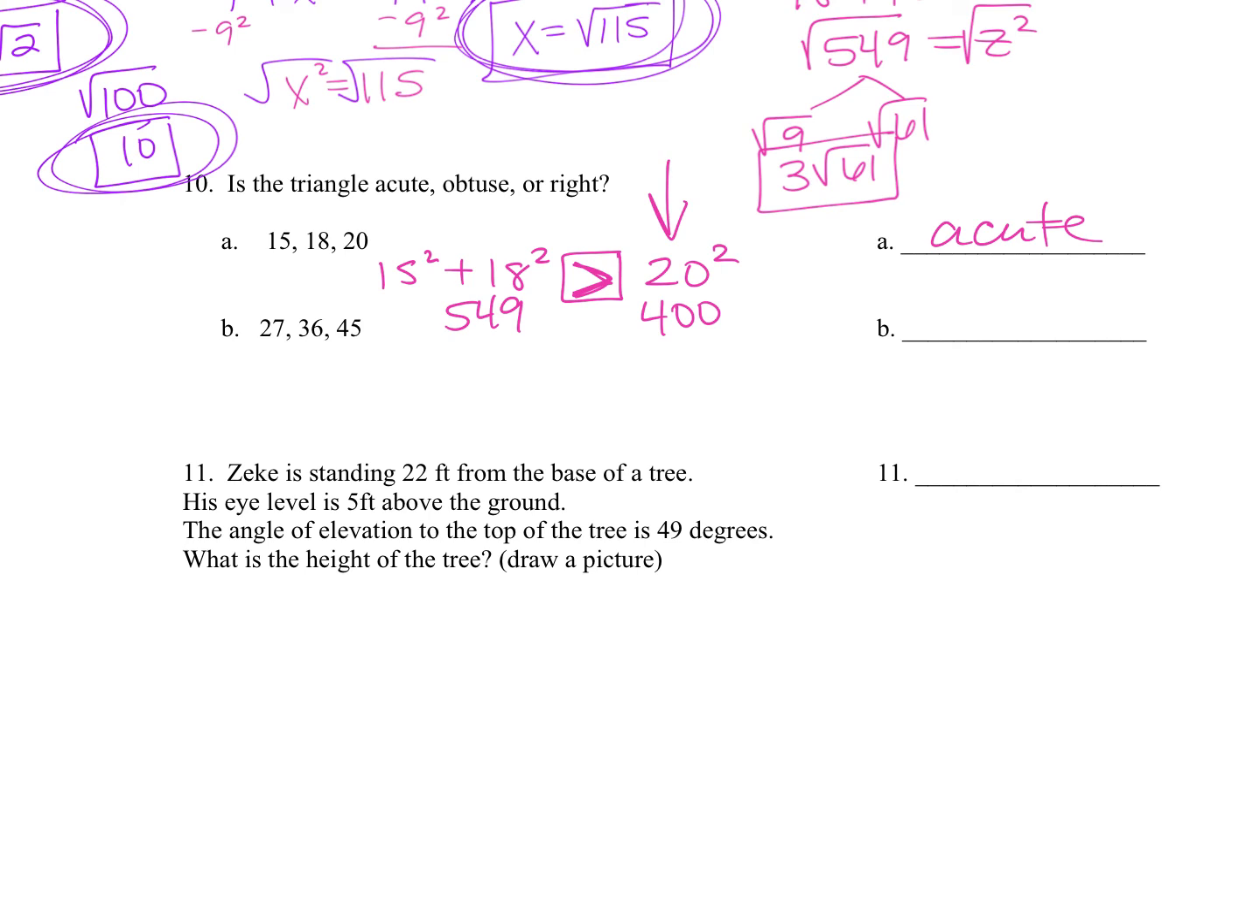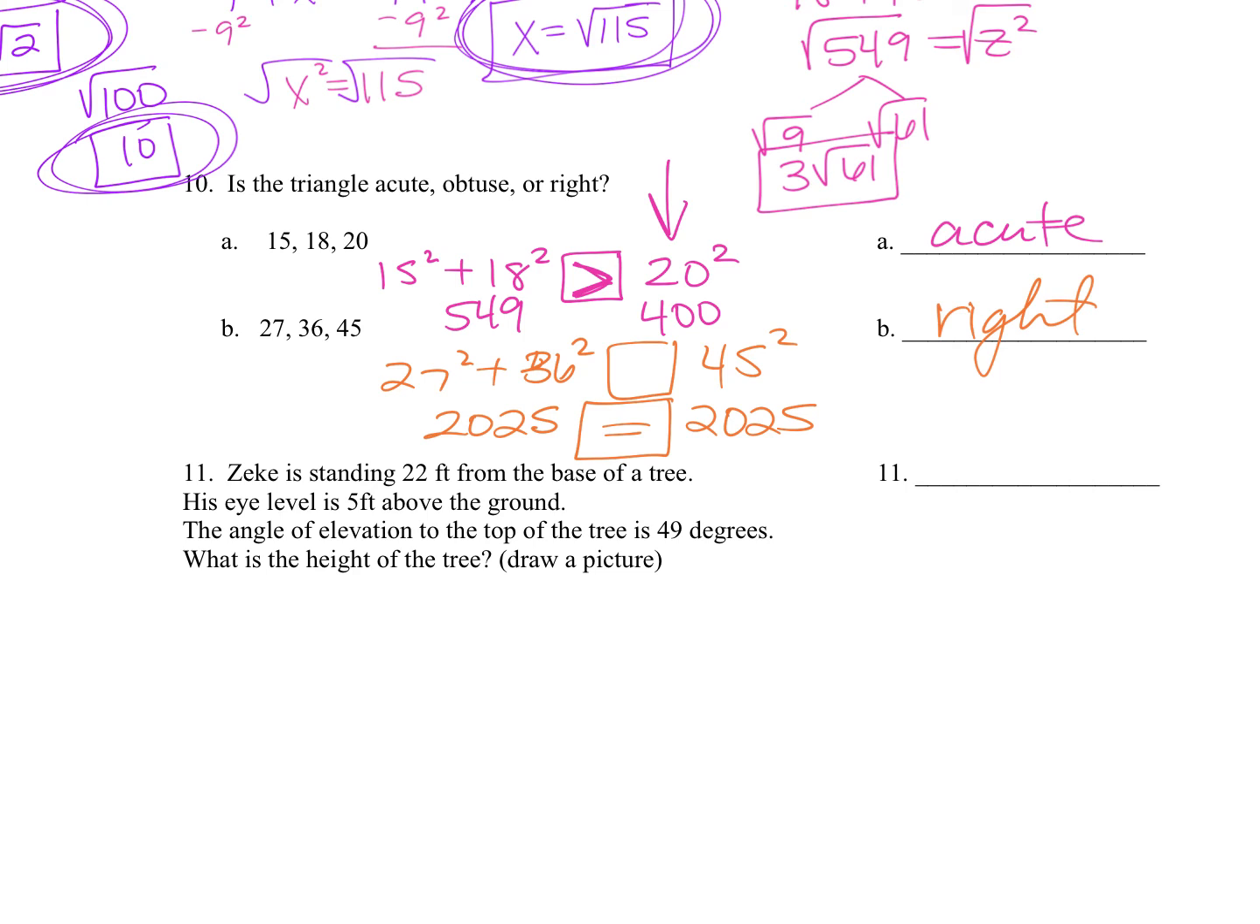Okay, let's try this next one. 27 squared plus 36 squared somehow relates to 45 squared. So 27 squared plus 36 squared is 2025. 45 squared is 2025. So when they're equal, what is it? That's a right triangle, when a squared plus b squared equals c squared. Okay, so that would be right.